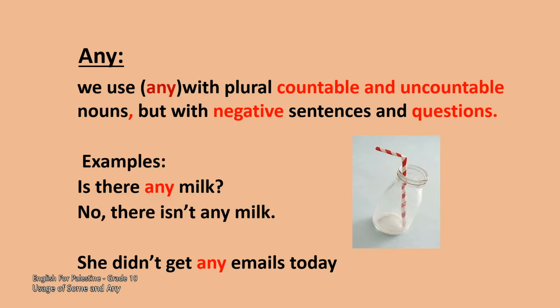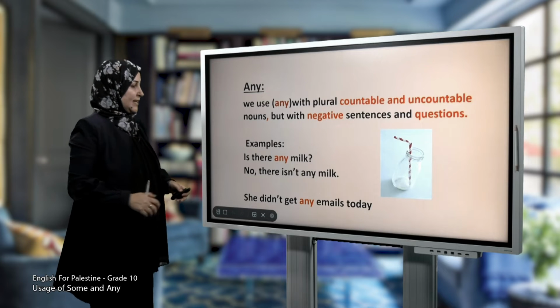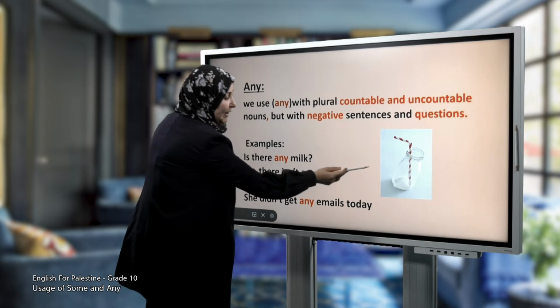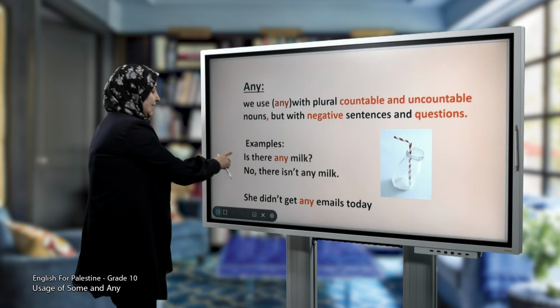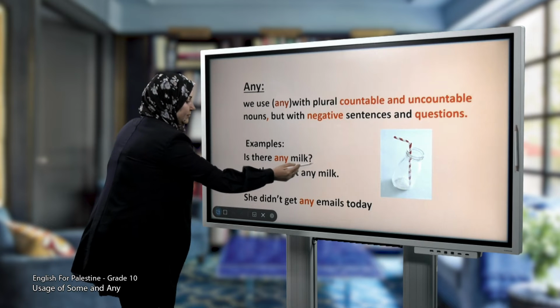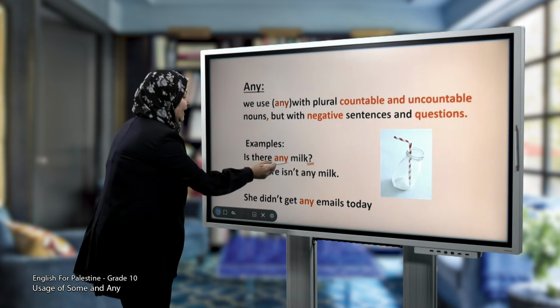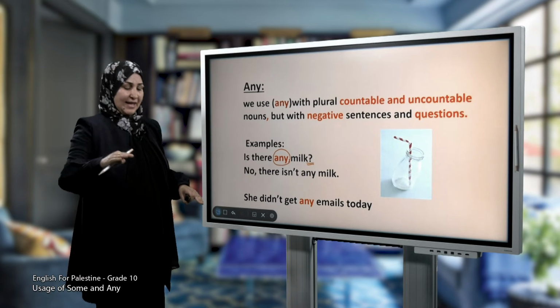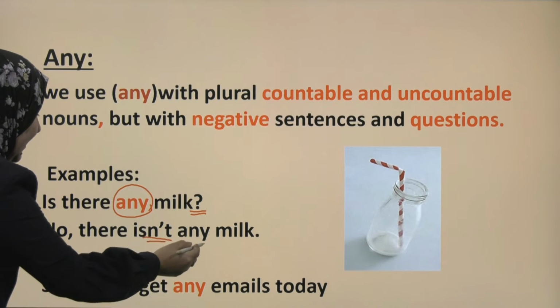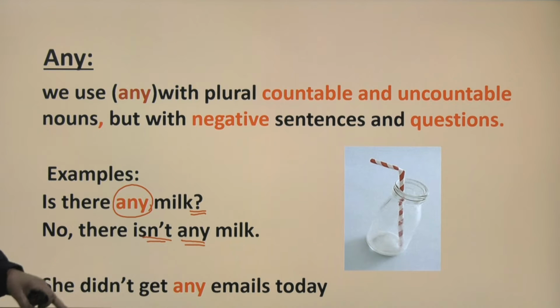Now any. We use any with plural, countable and uncountable nouns, but with negative sentences and questions. Examples. In this picture, we don't have milk in this bottle. If I want to ask a question, whether there is milk in this bottle or not, I will say, is there any milk? This is a question, so in questions, we use any. The answer is no, there isn't any milk. This is a negative sentence, so we use any.